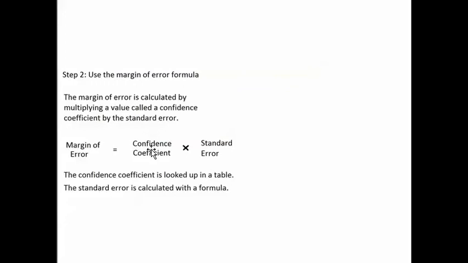And the confidence coefficient actually isn't calculated with a formula. Instead, a person just looks it up in a table. A person who wants to calculate the margin of error can go to a table and just look up the confidence coefficient to plug into the formula. The standard error over here has to be calculated with a formula based on the data. So when you calculate the margin of error, you look up the confidence coefficient in the table, you calculate the standard error with a formula, and then you multiply the confidence coefficient by the standard error.